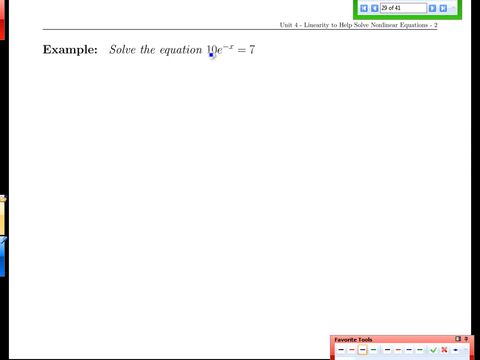Here's another equation, 10e to the negative x equals 7. We've seen these a little earlier in the course. We need to solve for x, so how do we solve for x? Well, we have to isolate x. We can get in closer here if we bring the 10 to the other side. And then, of course, we need to get this x down to the main line.